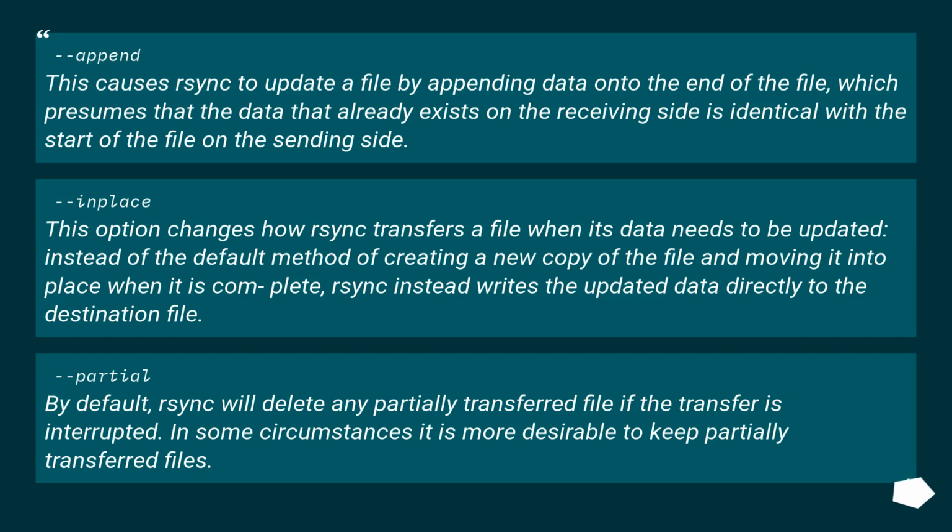In place. This option changes how rsync transfers a file when its data needs to be updated, instead of the default method of creating a new copy of the file and moving it into place when it is complete. Rsync instead writes the updated data directly to the destination file. Partial. By default, rsync will delete any partially transferred file if the transfer is interrupted. In some circumstances it is more desirable to keep partially transferred files.